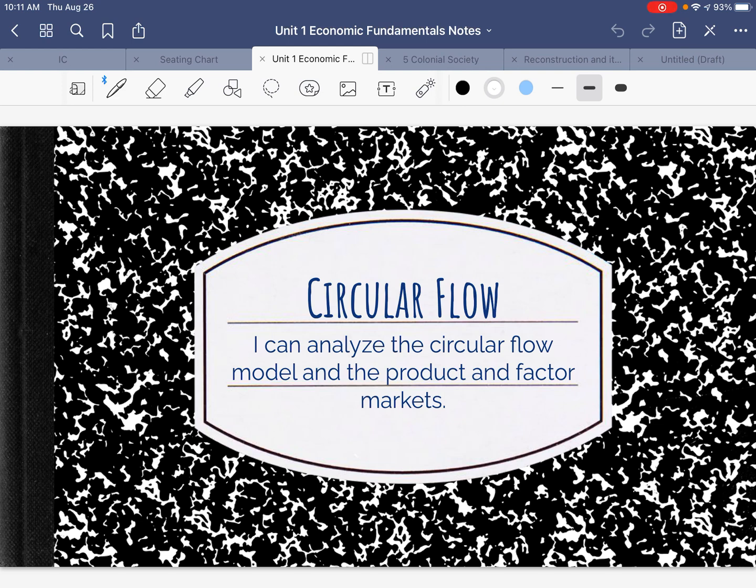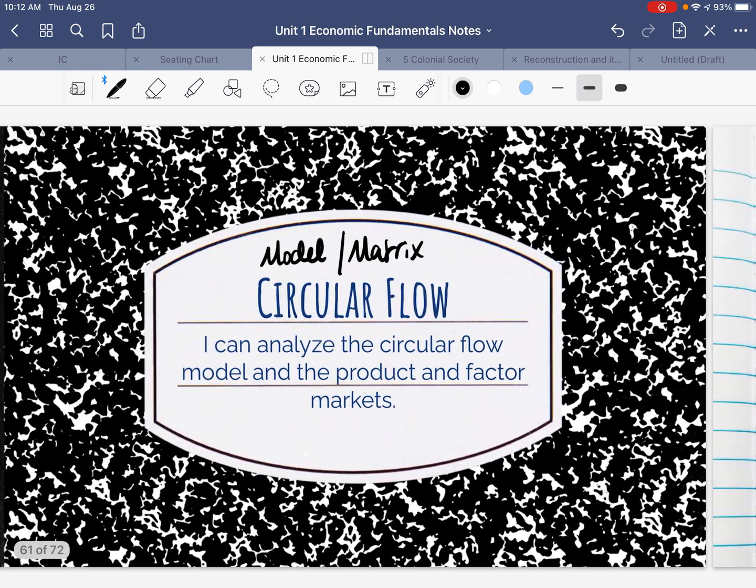Our task for today is looking at the circular flow model. Sometimes it's called a model, sometimes it's called a matrix. And essentially what the circular flow matrix is going to show us is how money moves through our economy in what's known as the product and the factor markets. It's just a basic model of what the economy looks like.